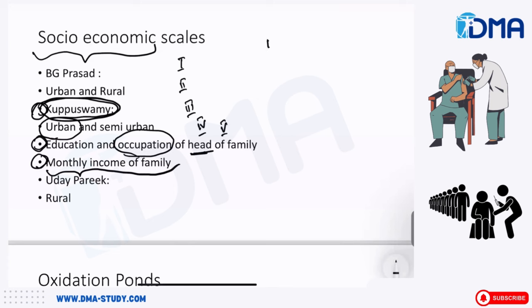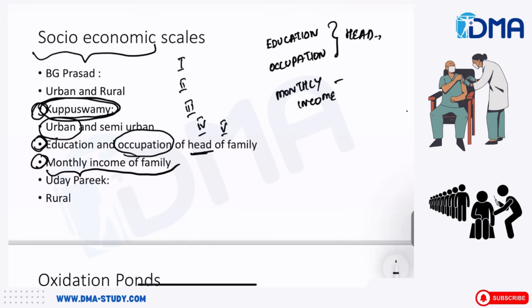One is education. Two is occupation. These are for the head of the family. And three is monthly income. This is Kuppuswamy scale.